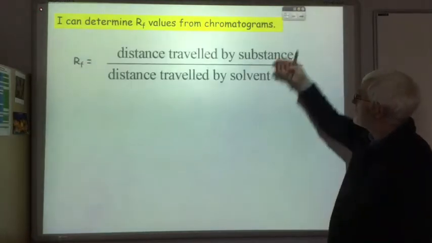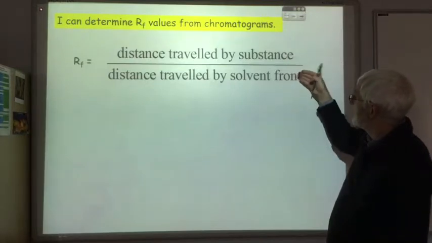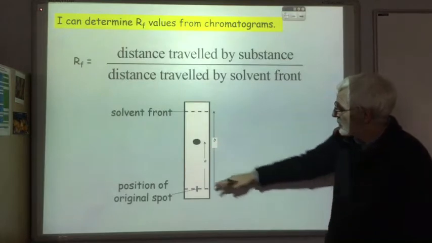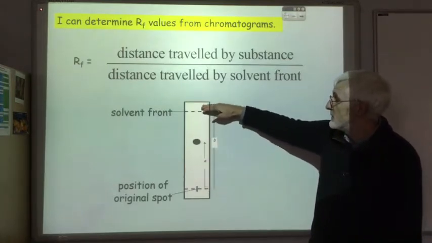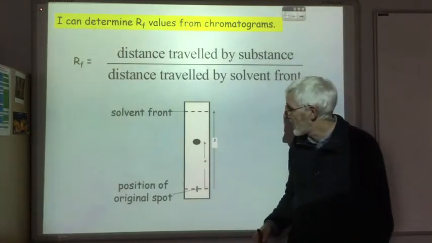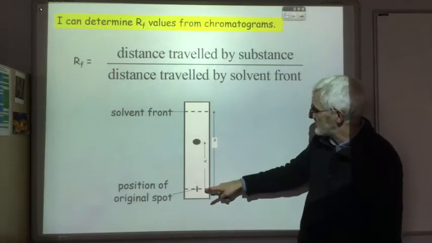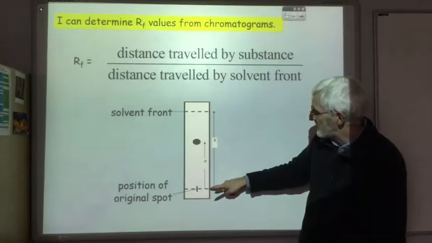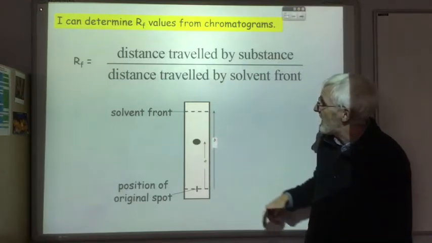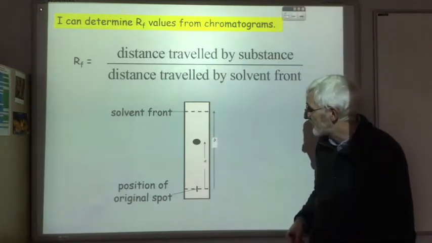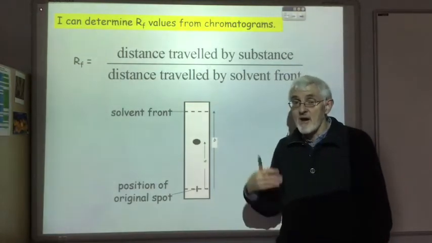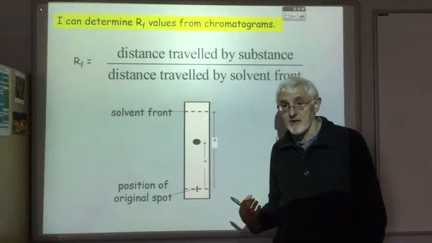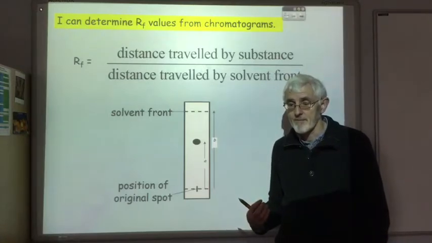So the RF value is the distance travelled by the substance divided by distance travelled by the solvent front, which of course is why we have to take the plate out before the solvent front reaches the top. So the distance travelled by the substance would be A, and the distance travelled by the solvent front is B. So the RF value would be A divided by B. We can then look up RF values in the literature and compare our RF value with the literature values and see if they're the same.